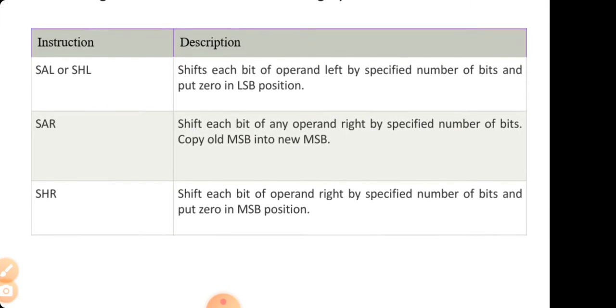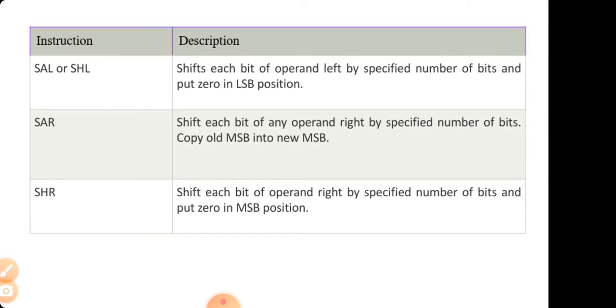Now SAR shifts each bit of any operand to the right by the specified number of bits and copies the old MSB into the new MSB. The SAR instruction shifts each bit of the operand right by the specified number of bits, as well as copying the old MSB into the new MSB.